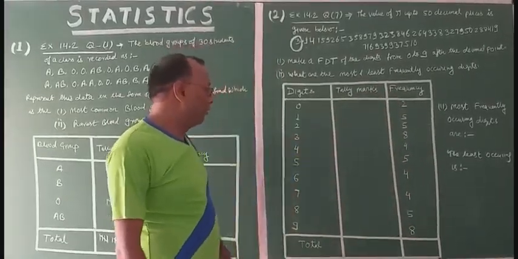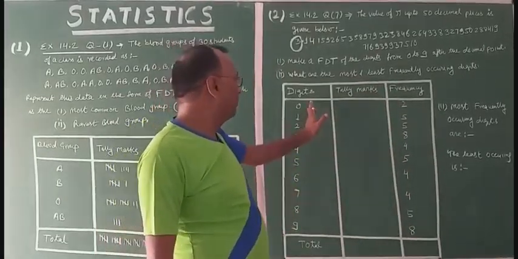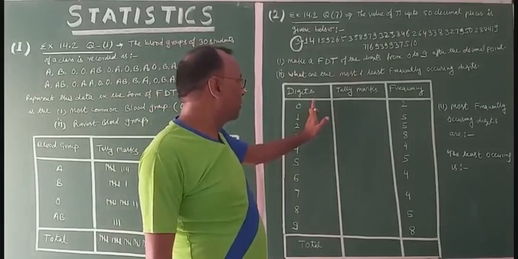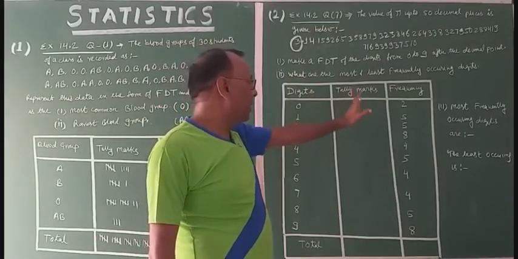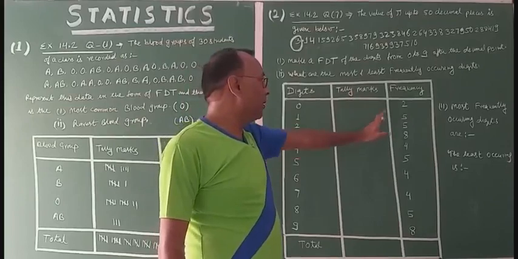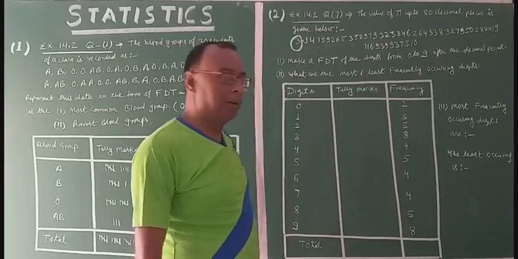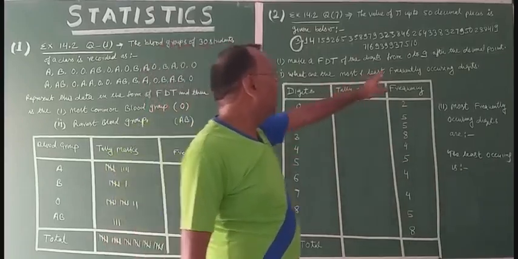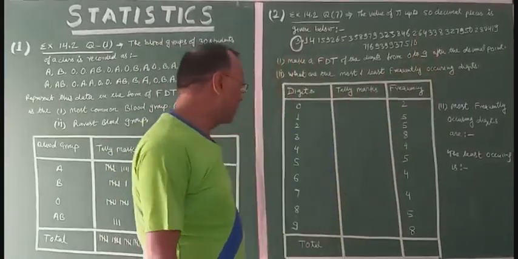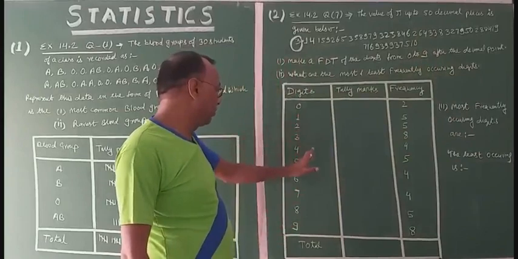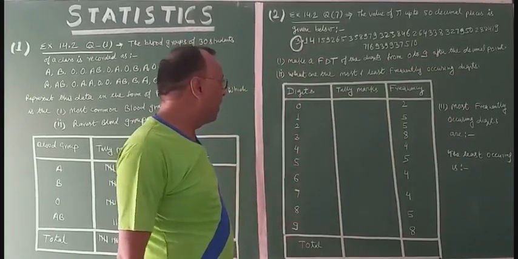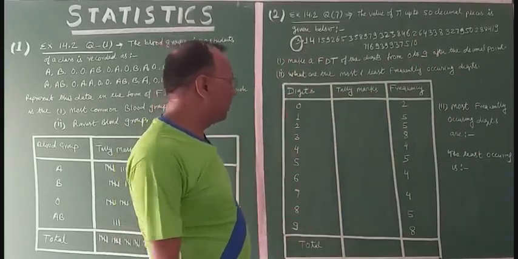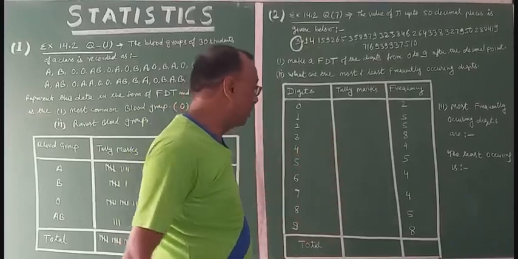So what you will do, again you will draw 3 columns. In the first column you will write digits, second column you will write tally marks, and in the last column you will write frequency. So just look at our digits. Digits are given there from 0 to 9. So we will write the digits here: 0, 1, 2, 3, 4, 5, 6, 7, 8, 9. And now we will count how many times 0 is there. So just look here.